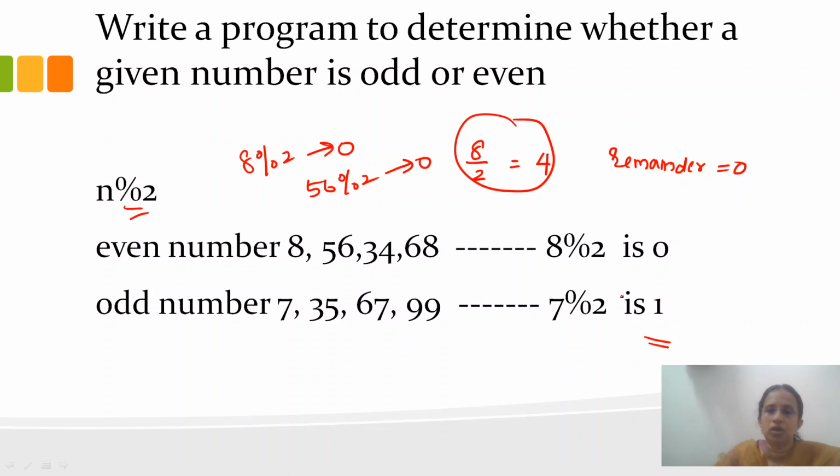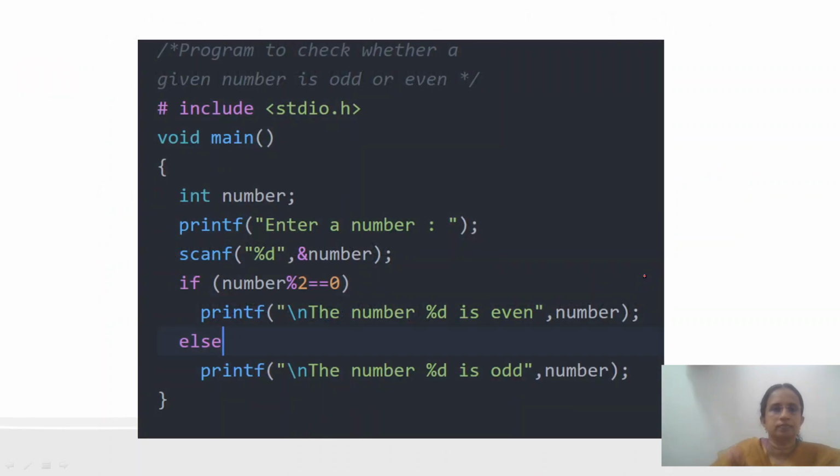So in our program, we are just checking the remainder. If this remainder is 0, our number is even. Otherwise, our number is odd. See, this is a statement. First, we write a comment, then write the include statement, integer number, enter a number, scanf percentage d and number. If number percentage 2 equal to 0, the number is even. Otherwise, the number is odd.